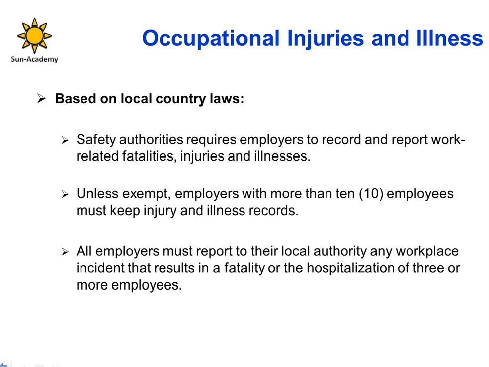Occupational injuries and illnesses. This is based on local country laws and may vary. Safety authorities require employers to record and report work-related fatalities, injuries, and illnesses. Unless exempt, employers with more than 10 employees must keep injury and illness records. And all employers must report to their local authority any workplace incidents that result in a fatality or the hospitalization of 3 or more employees.